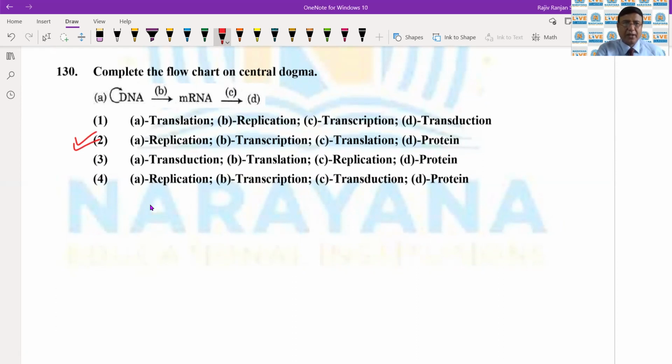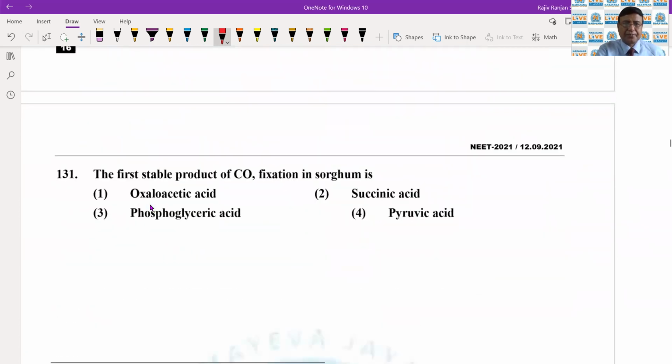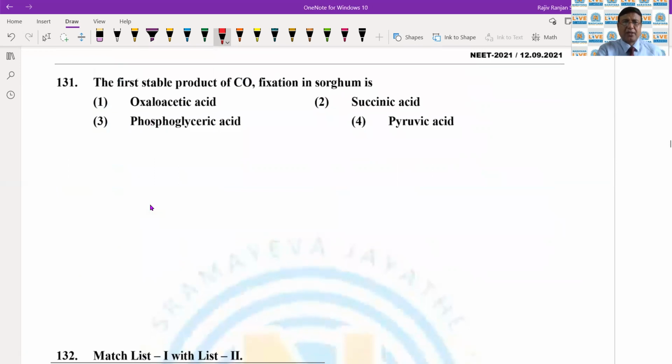So let's now see question number 131. The first stable product of carbon dioxide fixation in sorghum is 1. Oxaloacetic acid, 2. Succinic acid, 3. Phosphoglyceric acid, and 4. Pyruvic acid. So the correct option is oxaloacetic acid. Actually, sorghum is a C4 plant.